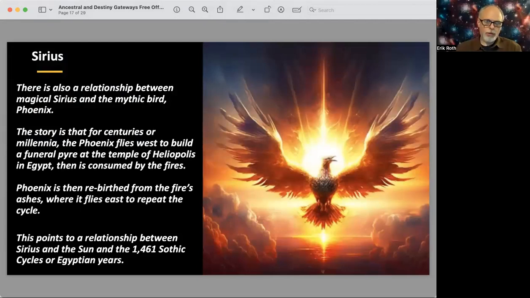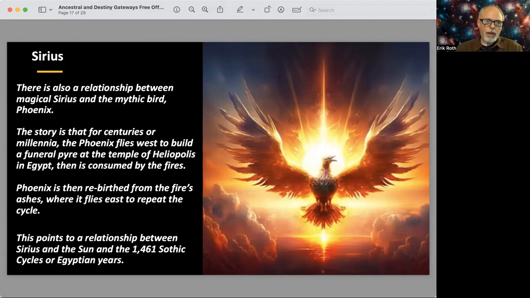Yeah, thank you. So the star Sirius, this is something we're going to place a lot of attention on with the ancestral origin gateway. In fact, I would say of all the stars in the sky, this might have the most stories about it, connections to, and mythologies and so forth across the planet, particularly in Africa.